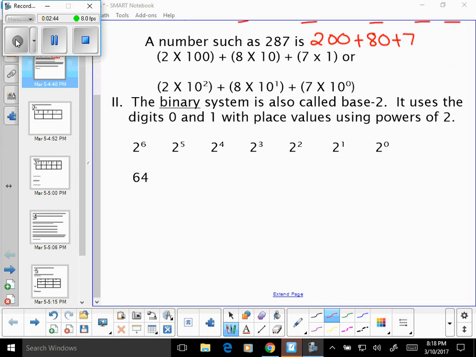So, 2 to the 0 is going to relate to a 1. 2 to the first power is going to be a 2. 2 to the second power is going to be a 4. 2 to the third power is an 8. 2 to the fourth power is a 16. 2 to the fifth power is a 32. And 2 to the sixth power is a 64.